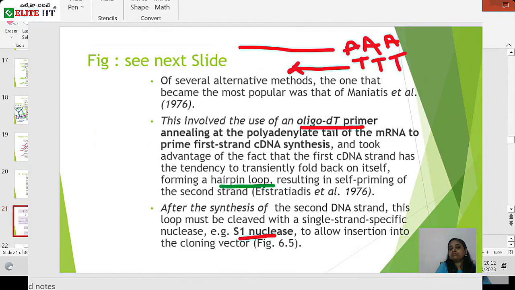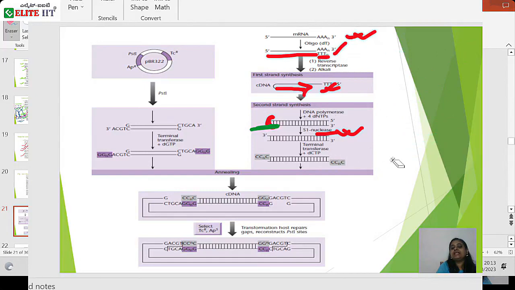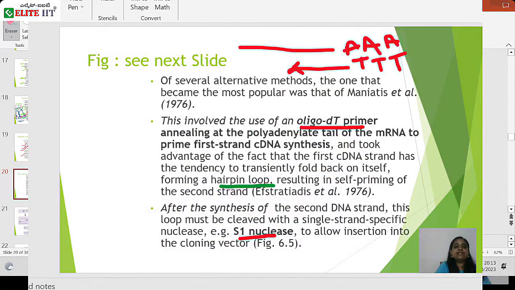See, what is happening? Initially, in order to make single strand cDNA, you need an oligo T primer. So in the first step you need a primer, but in the second step, when you are doing the replication to make the double stranded DNA, at that time you don't need any primer. cDNA itself is making a loop in order to synthesize the second strand. So what is happening here? I'm trying to clear it again.